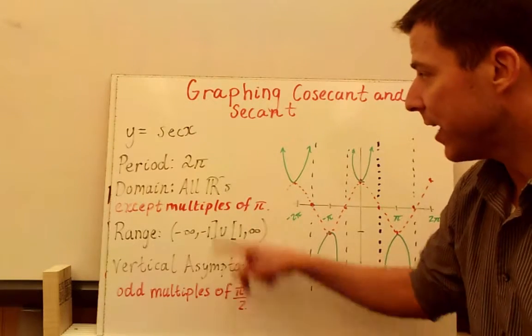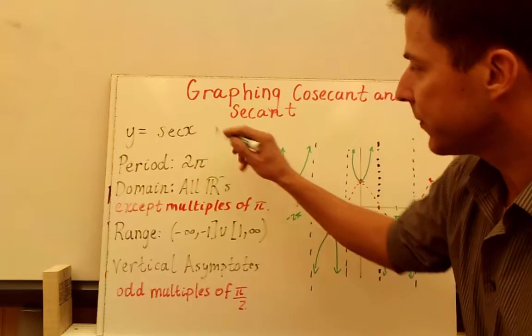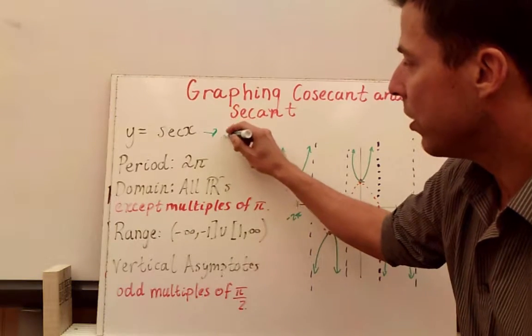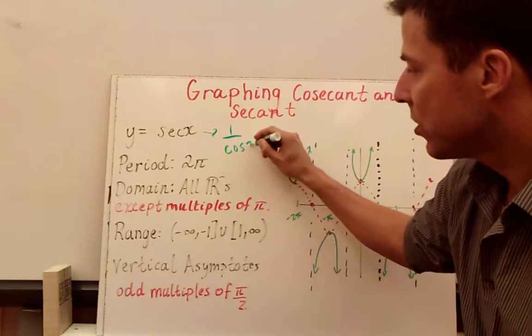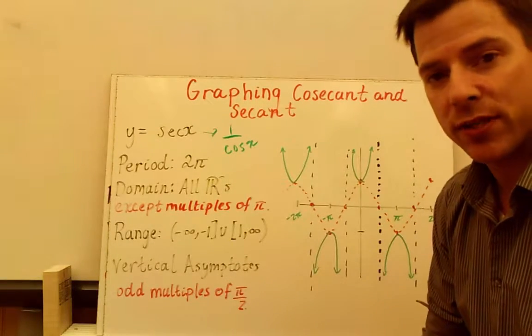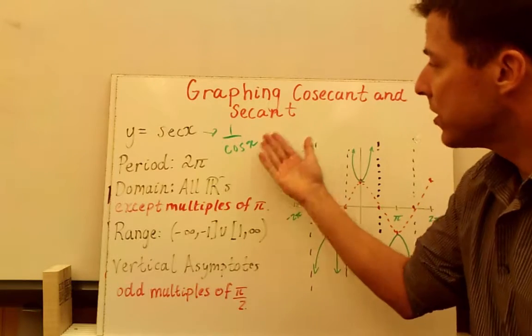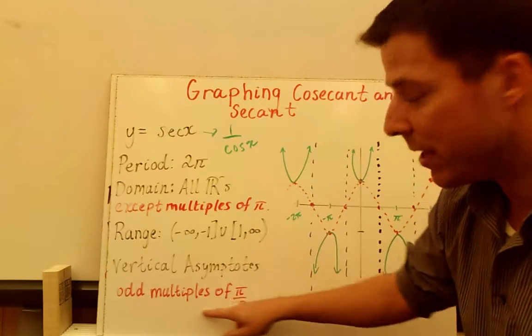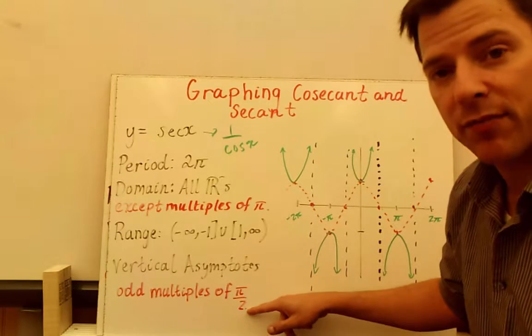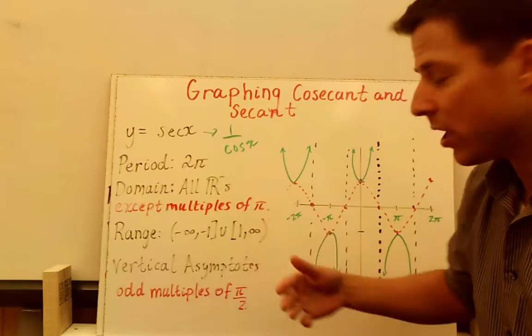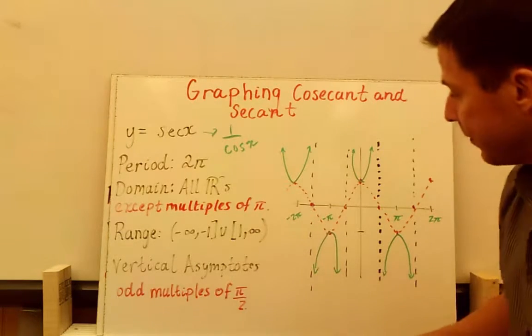And if you think about that, secant is equivalent to 1 over cosine of x. So wherever the cosine value is 0, secant is going to be undefined, and that's what we mean here. So think about cosine of pi over 2 is 0, and 1 over 0 is undefined. So let's look at the graph.